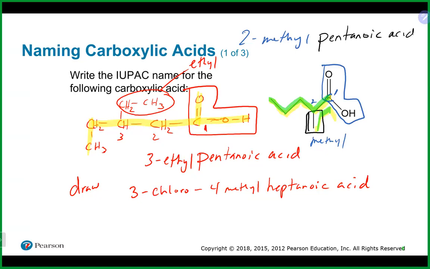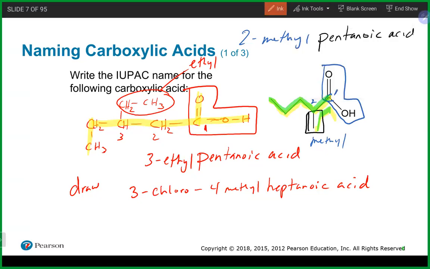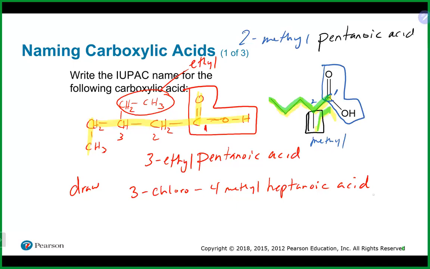Now we're going to draw this guy. So much like everything else we draw, we always want to work backwards. So the oic acid is a big hint that I have a carboxylic acid happening. The heptane part is 7 carbons. So that's what I'm going to start with. 1, 2, 3, 4, 5, 6, and 7.